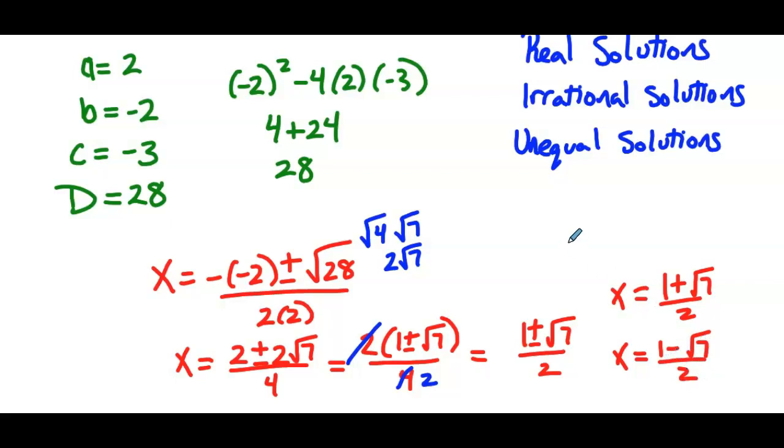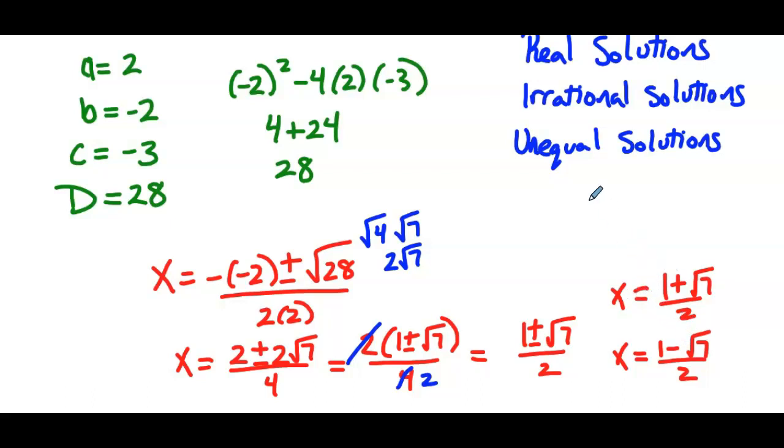Okay, so first thing, we definitely have real solutions. We found them, right? We didn't have the square root of a negative number. Irrational, definitely, right? We're adding 1 to the square root of 7, or subtracting the square root of 7 from 1. And these are definitely not equal. They're not the same value, right? 1 plus rad 7 and 1 minus rad 7 are going to be two different values. And then we're going to divide each of those by 2.